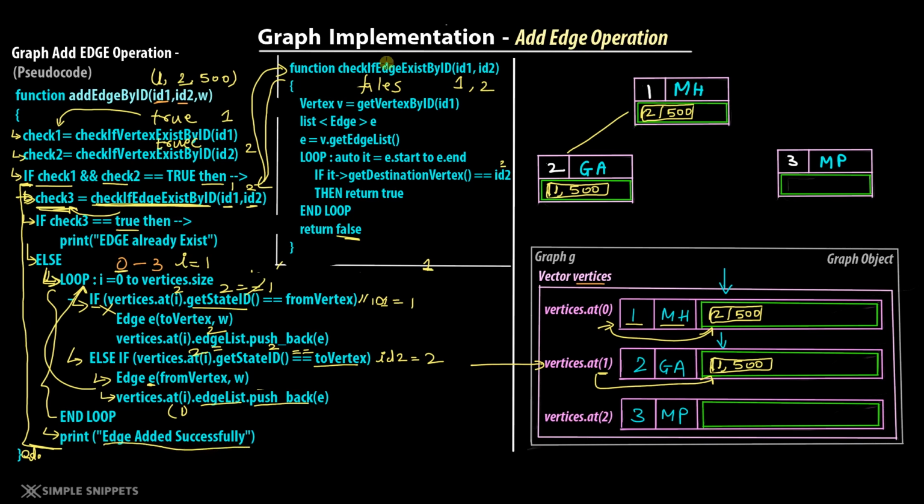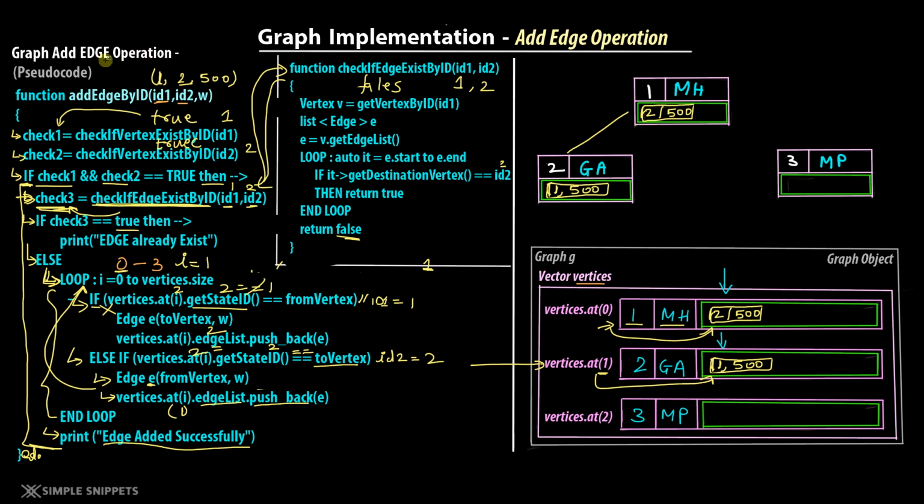At the end you can say print edge added successfully. So this, my friends, you can see is the add edge operation, which will add 2 edges for every add edge operation. The reason why we have to add 2 edges is because, as I mentioned, it is an undirected graph and each vertex has its own edge list. So if you add an edge between Maharashtra and Goa, both of their edge lists have to be updated with a particular edge object inside the edge list, correct? So this is the entire pseudocode for the add edge operation.